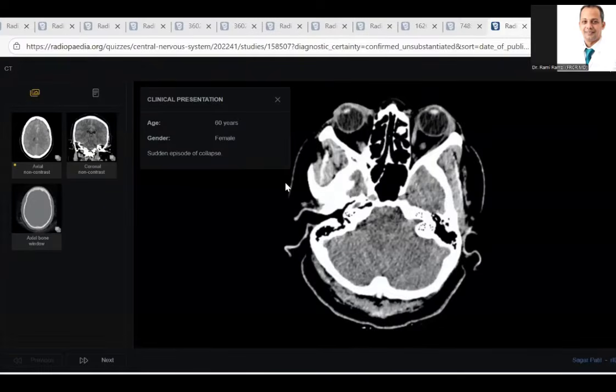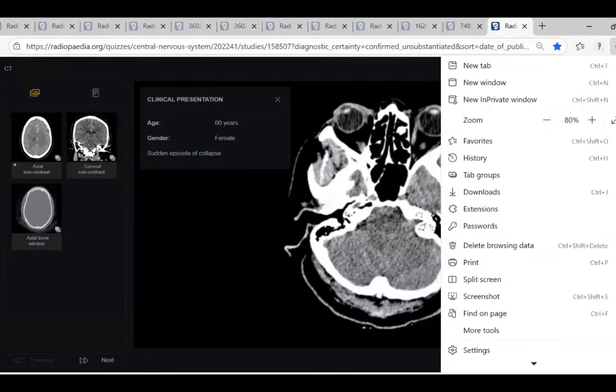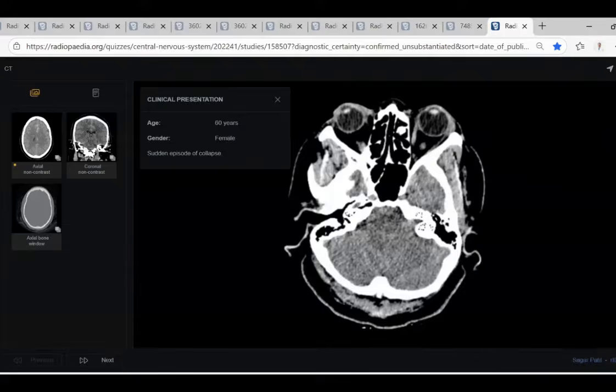I will start with the first candidate, like usual. These are CNS cases. I think most of the cases are related to the exam. Many cases are very common for you, typical pathology but in an atypical location. So take care, my colleagues.